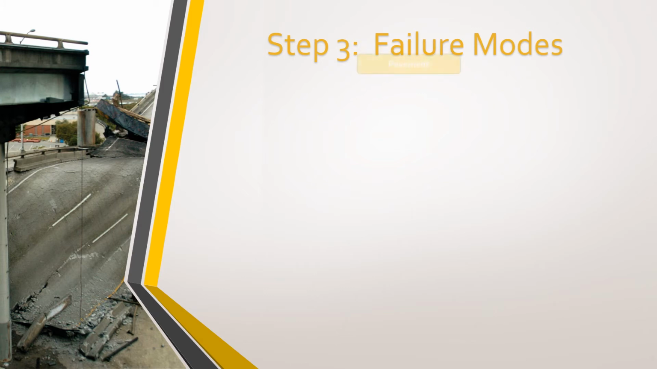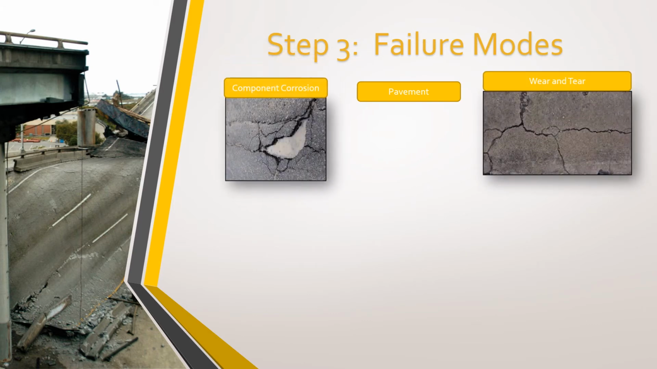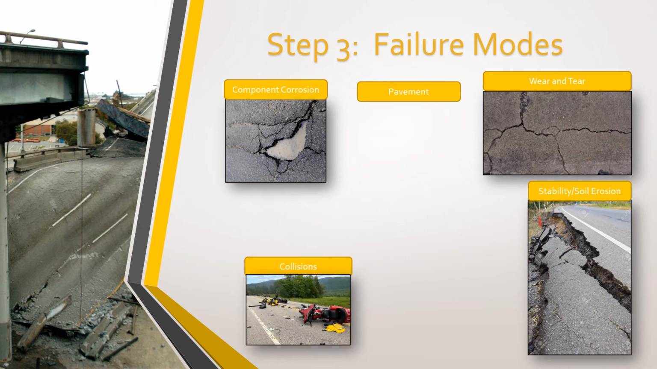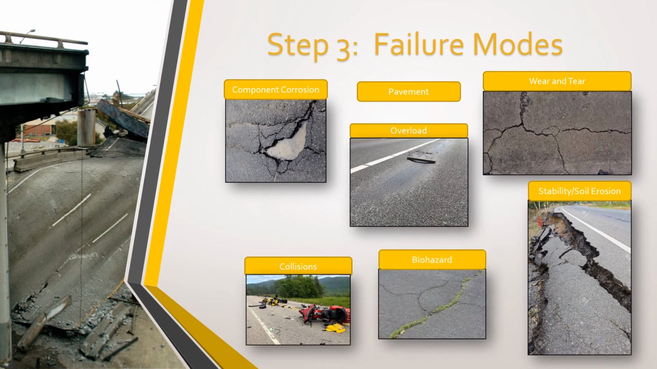We can then move on to the third step, which is defining the failure modes for which these functions underperform. We used 7 failure modes, and for the pavement, these include wear and tear, component corrosion, stability and soil erosion, collisions, overload, and biohazard. The 7th failure mode is fatigue, but it does not apply to the pavement, so it doesn't have an example. However, we used all 7 failure modes to assess all elements.